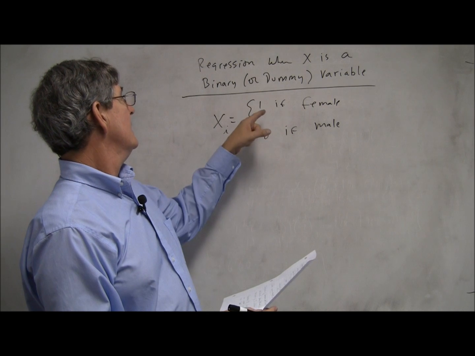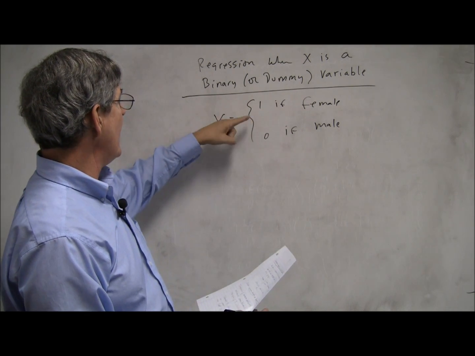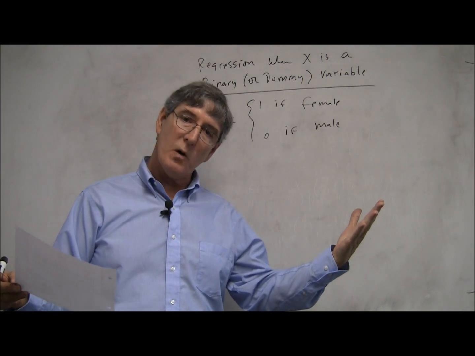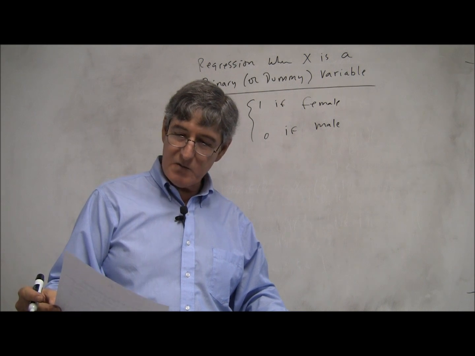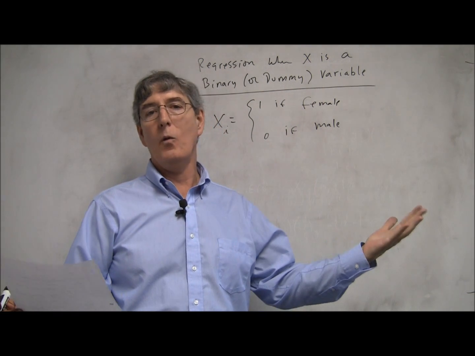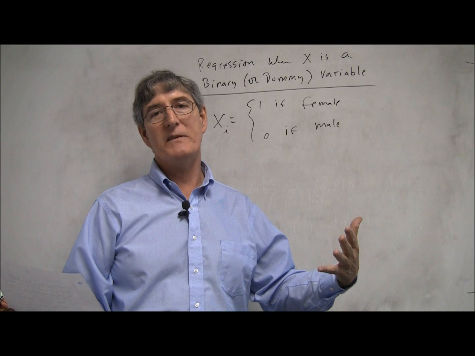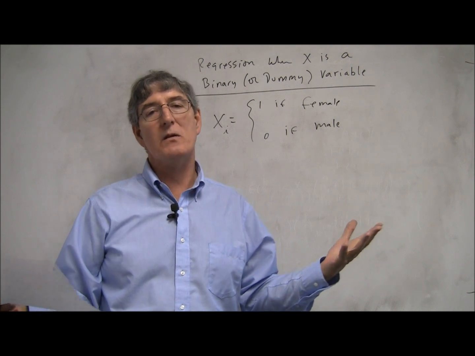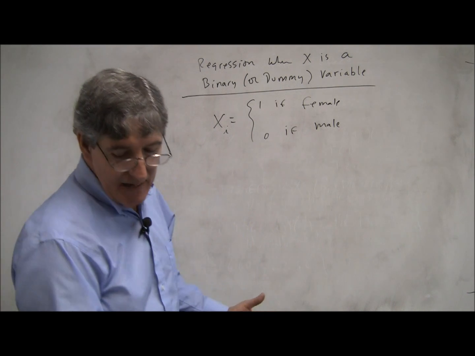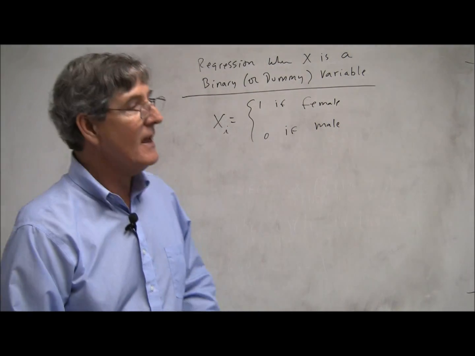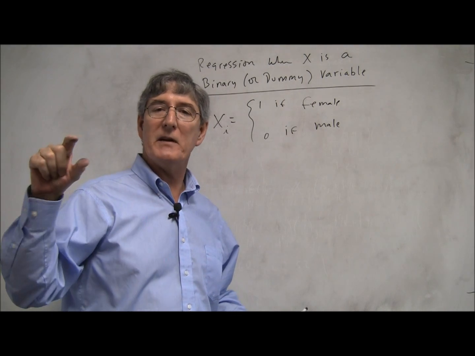It could be a class size variable where X is 1 if class size is bigger than 20, 0 if it's less than 20, or it could be color. 1 if it's blue, 0 if it's not blue. Any sort of indicator like that. So you can take these binary classifications, and we'll learn later, you could have 3 colors, green, blue.